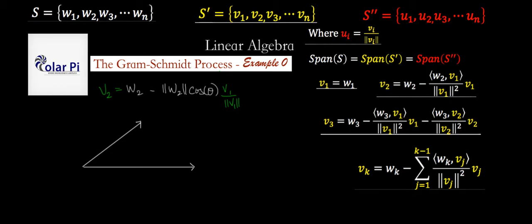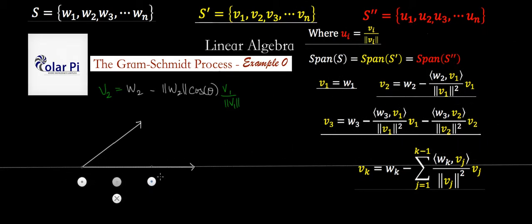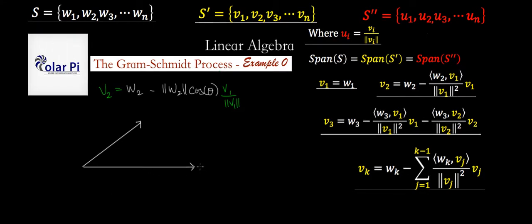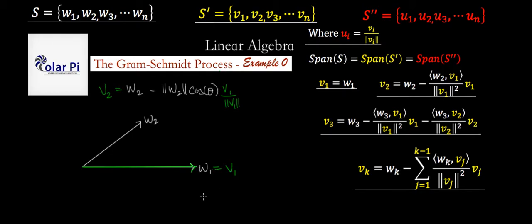Now the process starts by making v1 equal to w1. And first let me write that this is w1 and this is w2, and so the process starts by making v1 equal to w1. So here is v1, so this is equal to v1. And then it says that the way we make v2 is using this here.